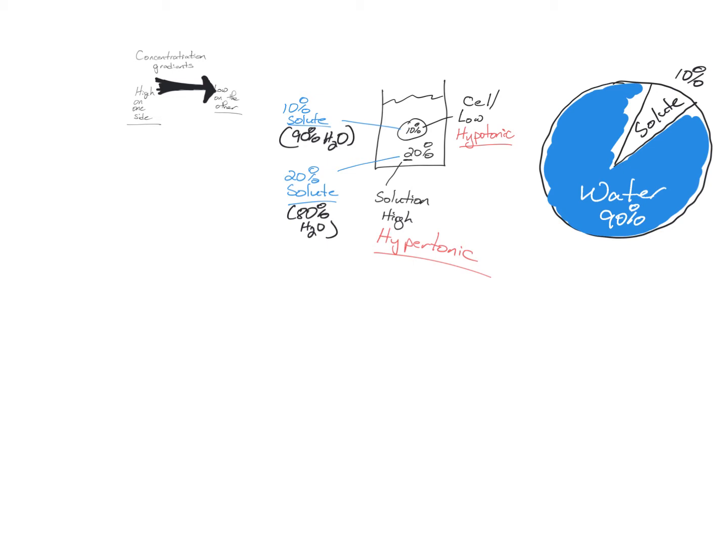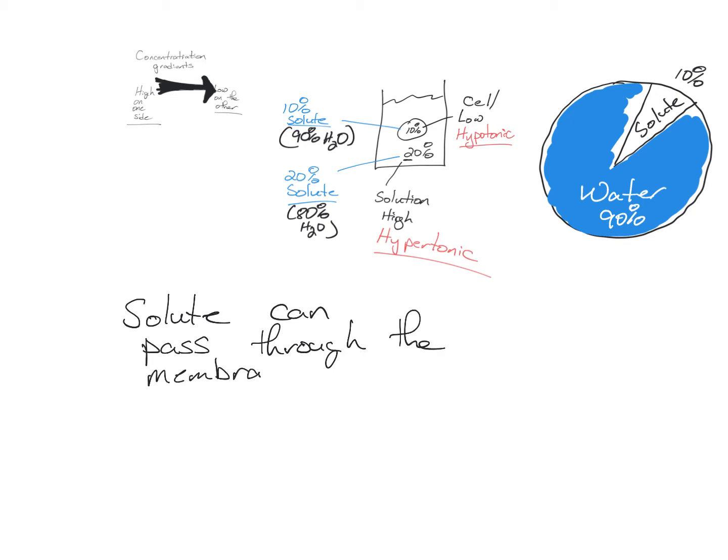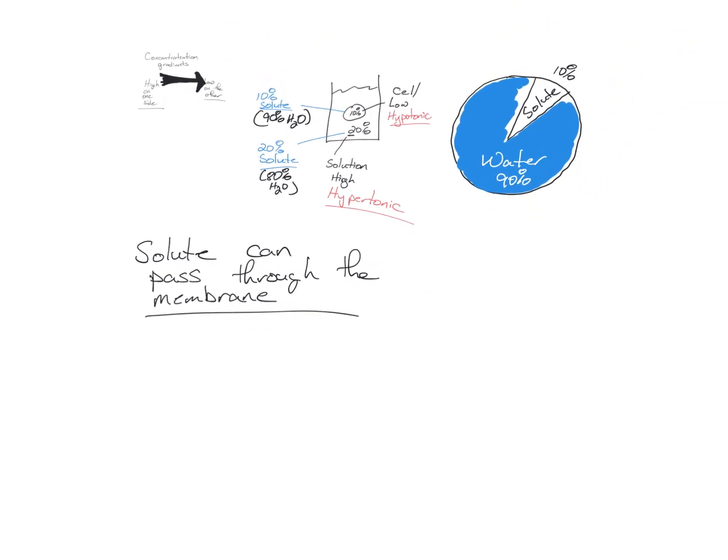Now, let me be very clear. I'm going to put up two different situations. One where the solute can pass through the membrane. So if the solute can pass, then life's easy for you. If you have a beaker and you have water and you have a cell and you have 10% inside and 20% outside, then what's going to happen if the solute can pass?